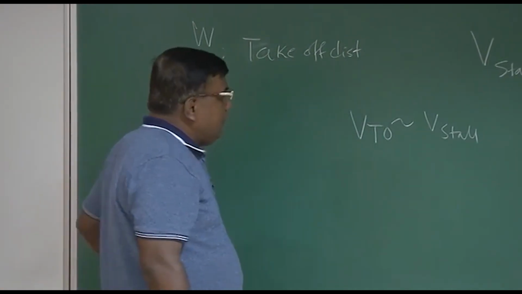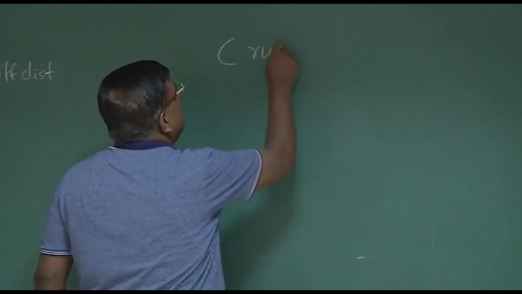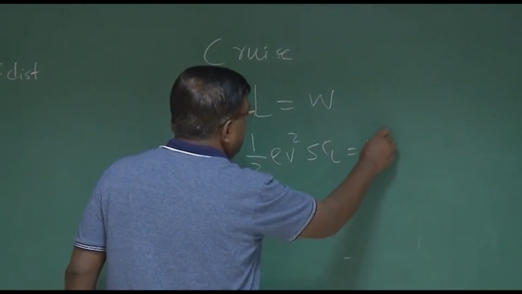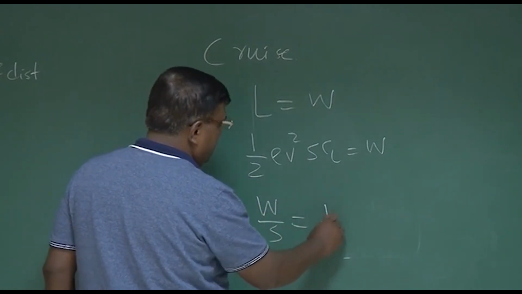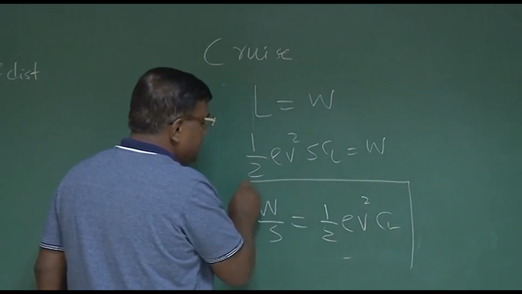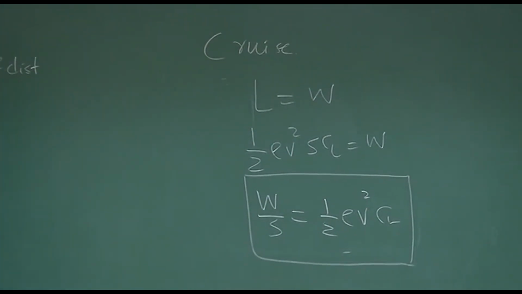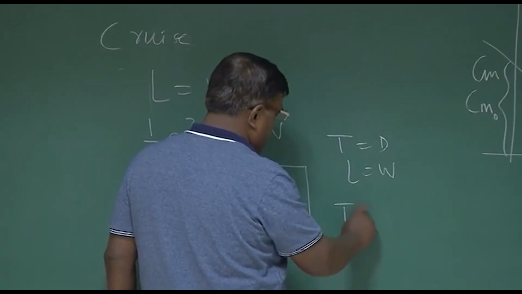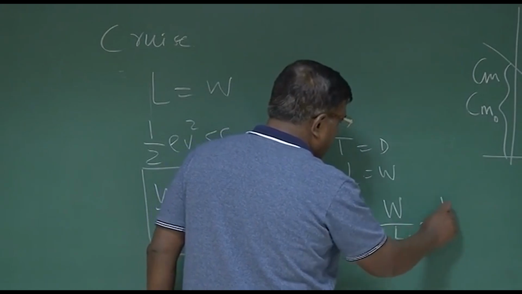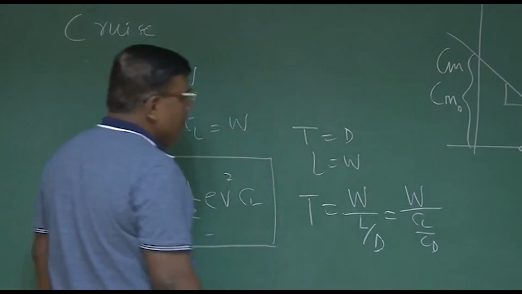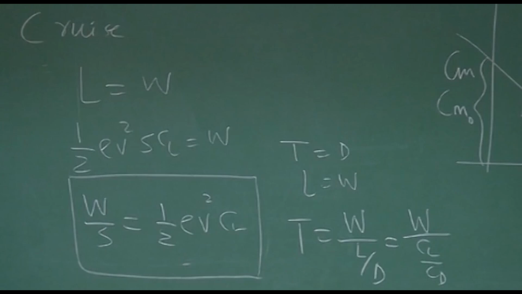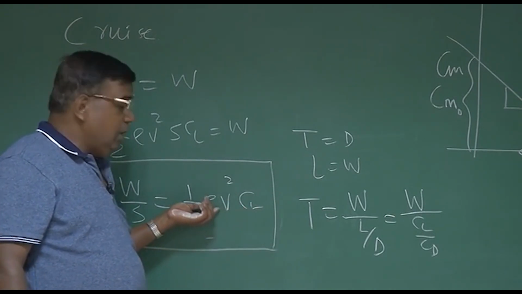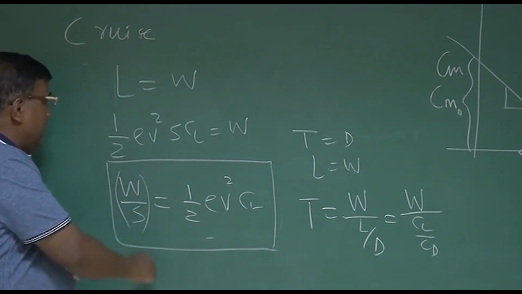This is one. Now, second part you see. If I come to cruise, what do you see in cruise? Lift equal to weight, or half rho V square S CL equal to weight, or W by S equal to half rho V square CL. This is one expression we get. Also, please understand, since thrust equal to drag and lift equal to weight, I know thrust equal to W by L by D equal to W by CL by CD. What are these two relationships telling us? This is telling that if we have decided what will be the CL cruise, and for a given altitude, I should have this much of W by S to maintain lift equal to weight.